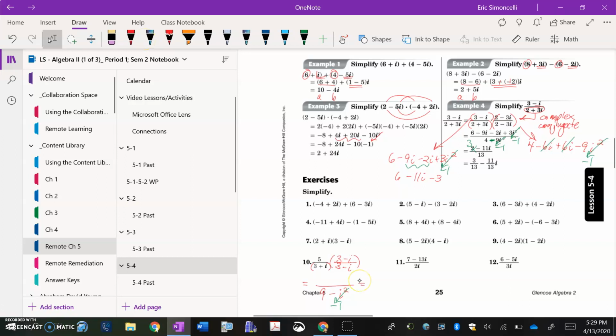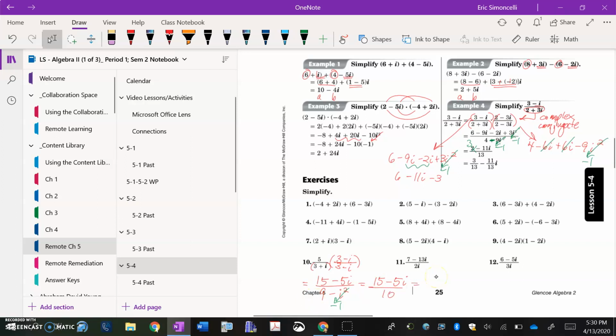Before I simplify that, let's finish up in the numerator. 5 times 3, which is 15. 5 times negative i, which is negative 5i. And we're going to still have a little bit more to do with the following. So we'll have 15 minus 5i, and that's all over what? 9 minus negative 1, or 9 plus 1, which is 10.